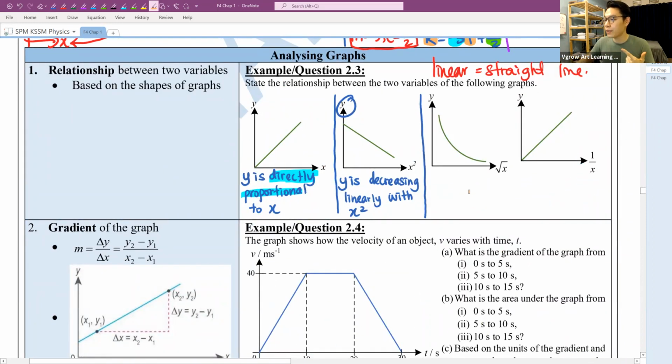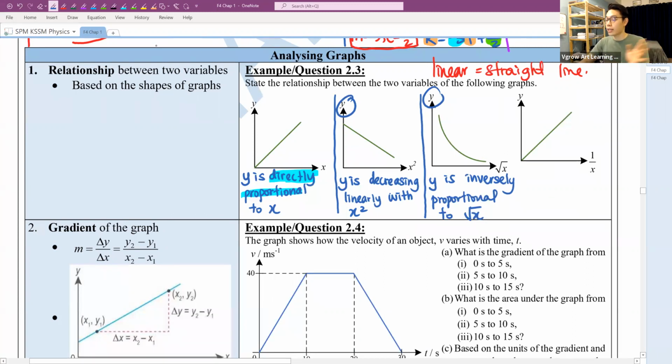You must remember that the curve is curved down like that, and then it won't touch the y-axis, and it won't touch the x-axis, meaning it won't be like this and then like this. It will curve this way only, right? So for this graph, we will say that y is inversely proportional to square root x. Know how to spell these words?